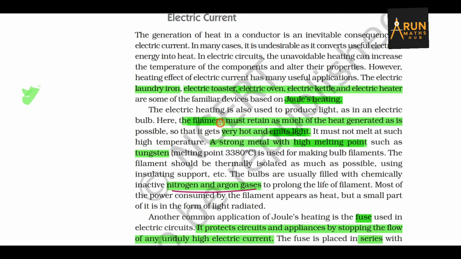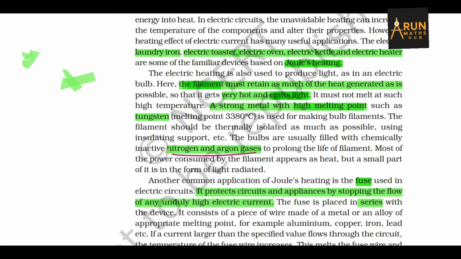You have the concept of filament. Why filament? The tungsten which is used in the filament of an electric bulb, because of three properties you should know. It has higher resistivity, low melting point, and on heating it emits light. And also, which gas is used to fill the bulbs? It is nitrogen and argon gases. One reason is to prolong the life of the filament.